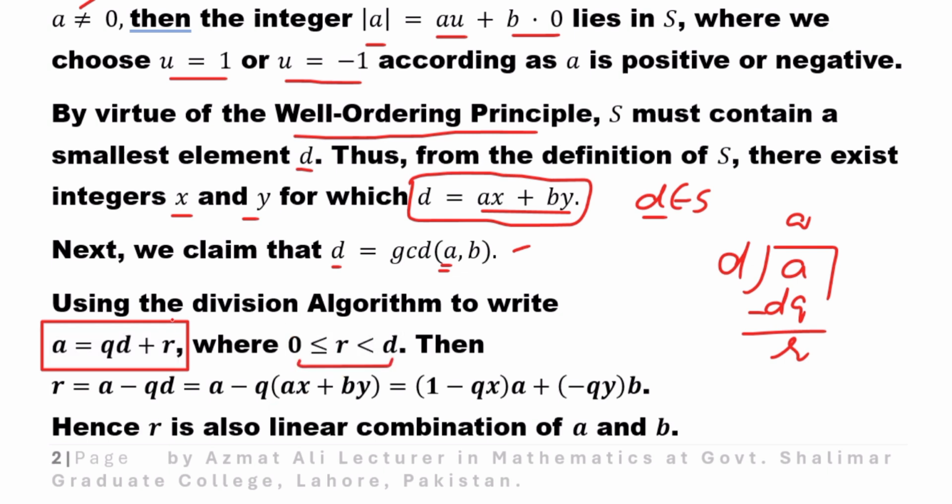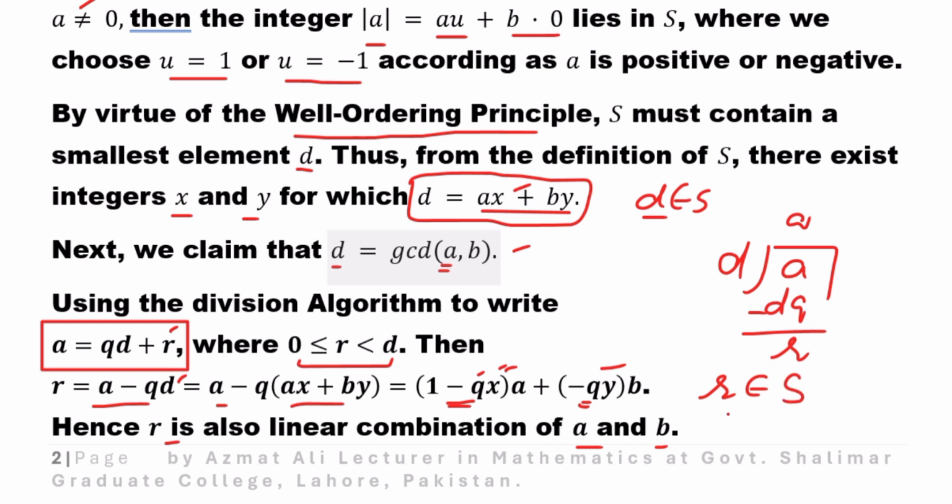Now if we find the value of r from here, we can write r is equal to a minus qd. Substituting the value of d, as d is ax plus by, we can write a minus q times (ax plus by). Rearranging the terms, we have (1 minus qx) times a plus (minus qy) times b. This shows r is also a linear combination of a and b, because q and x are both integers, so the difference of two integers is again an integer. So this is an integer, this is also an integer, so this is the linear combination form of a and b. So r is also a linear combination of a and b. It means this r is also an element of S.